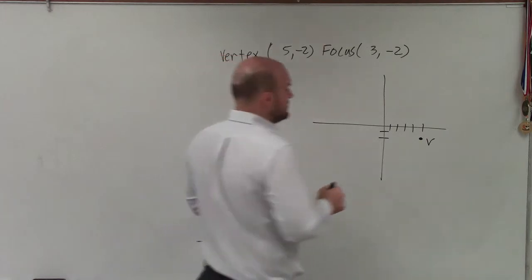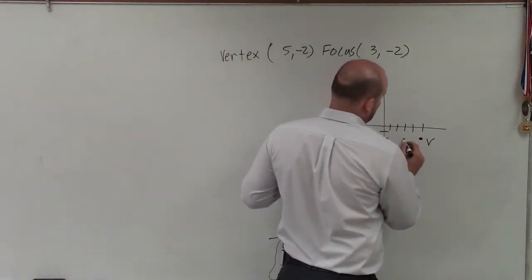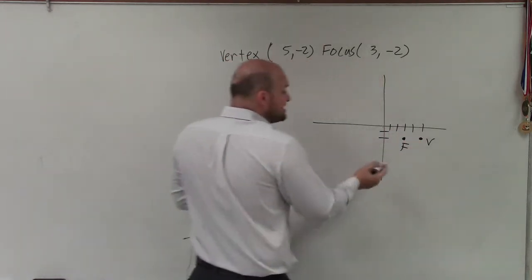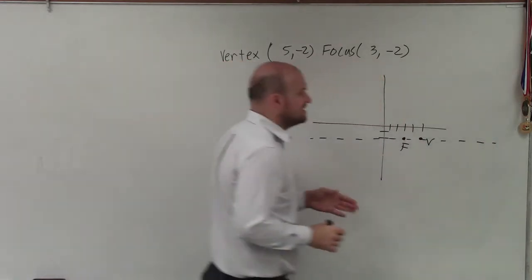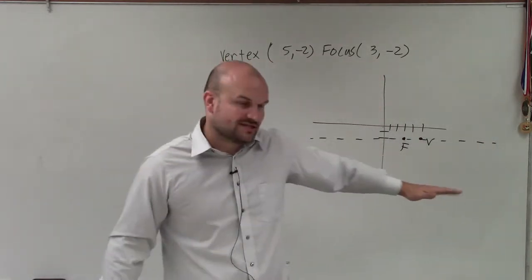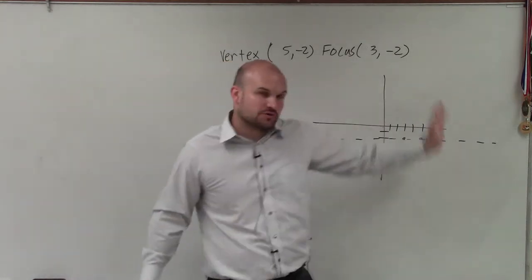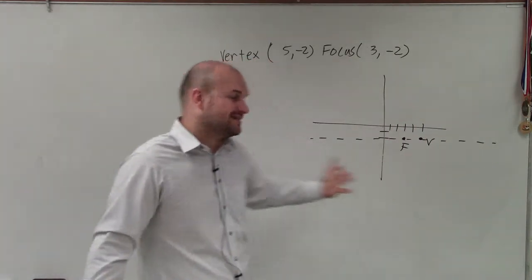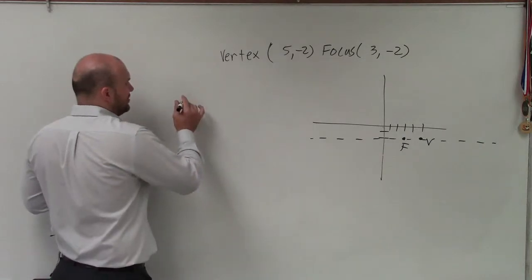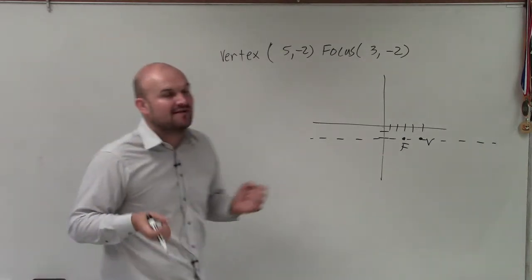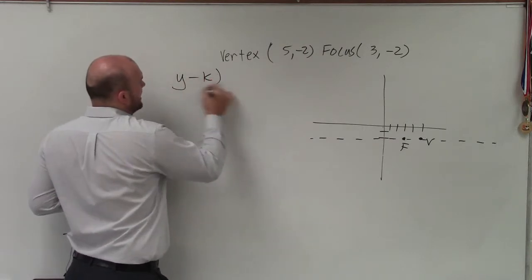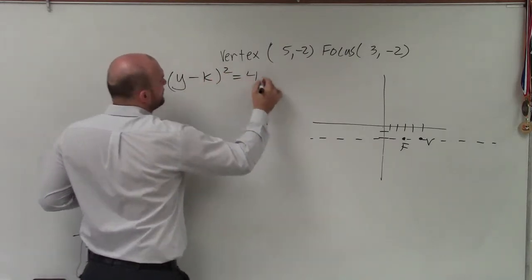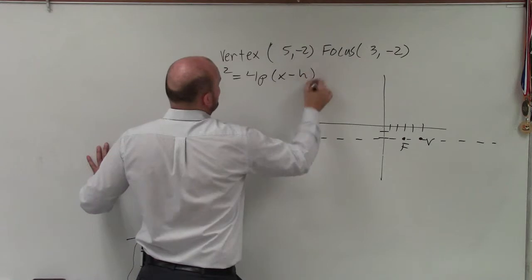And the focus is at 3, -2: 1, 2, 3, -2. So since we know the vertex and the focus is on the axis of symmetry, we can say the axis of symmetry is horizontal, right? You can't draw a vertical line going through both of those points on the same line. So since it's horizontal, I know that my variable is going to be y squared. So the equation for it will be y minus k squared equals 4p times x minus h.